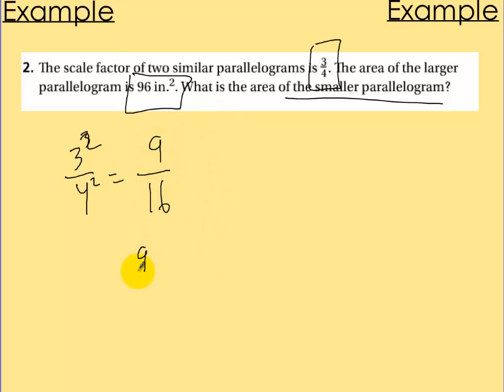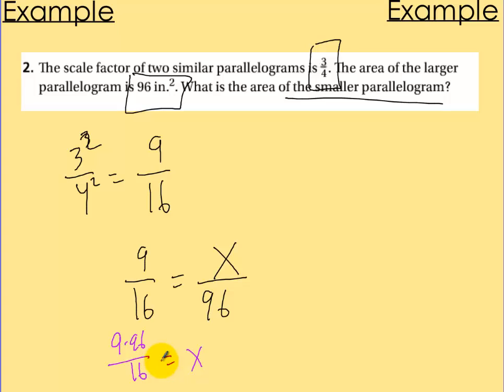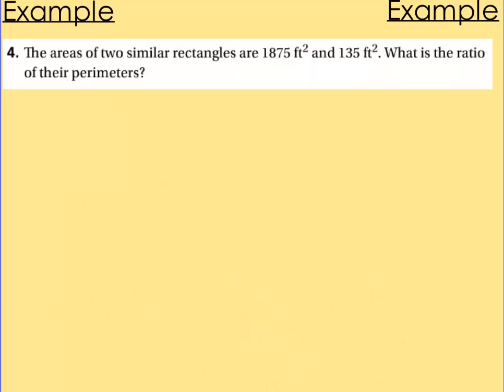Alright, so we can create a formula. 9/16 has got to equal the area of the smaller one, which I'll just call x, over the area of the larger one, which is 96. So there's our equation. I just got to solve for x. So I'm going to multiply by 96 on each side. Get 9 times 96 over 16 equals x. And if I do that with a calculator, 9 times 96 divided by 16, I am going to get x equals 54. 54 square inches. Next one. Pause the video.